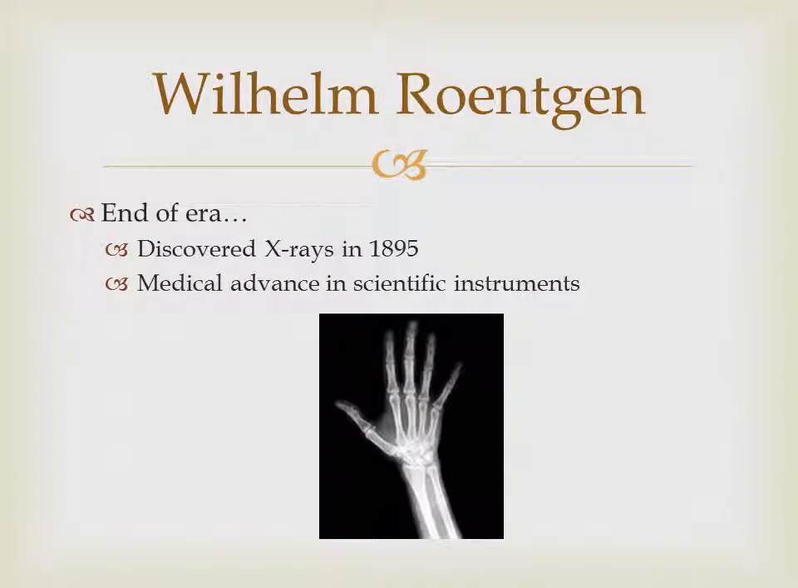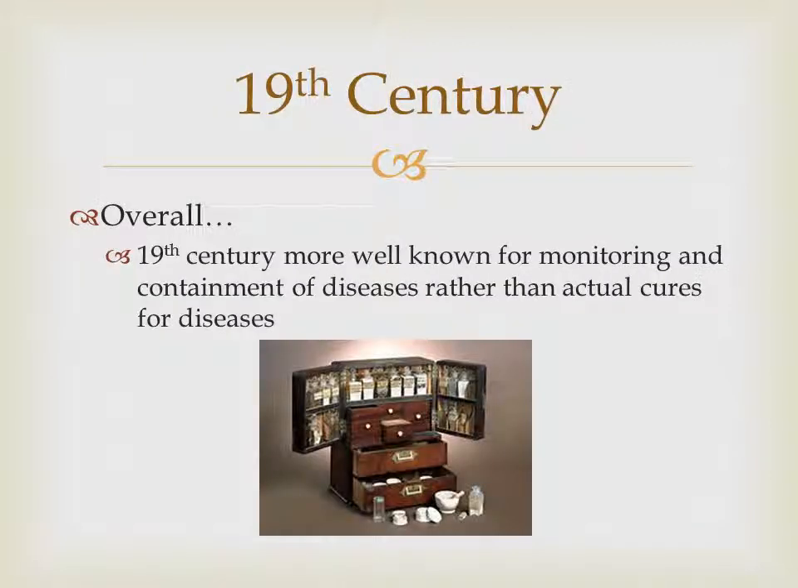At the end of the era, in 1895, Wilhelm Röntgen discovered X-rays. This was just one medical advance in scientific instruments that happened during the 19th century. Overall, the 19th century was more well known for monitoring and containment of diseases rather than actual cures for diseases. But overall, many positive discoveries came from the 19th century.